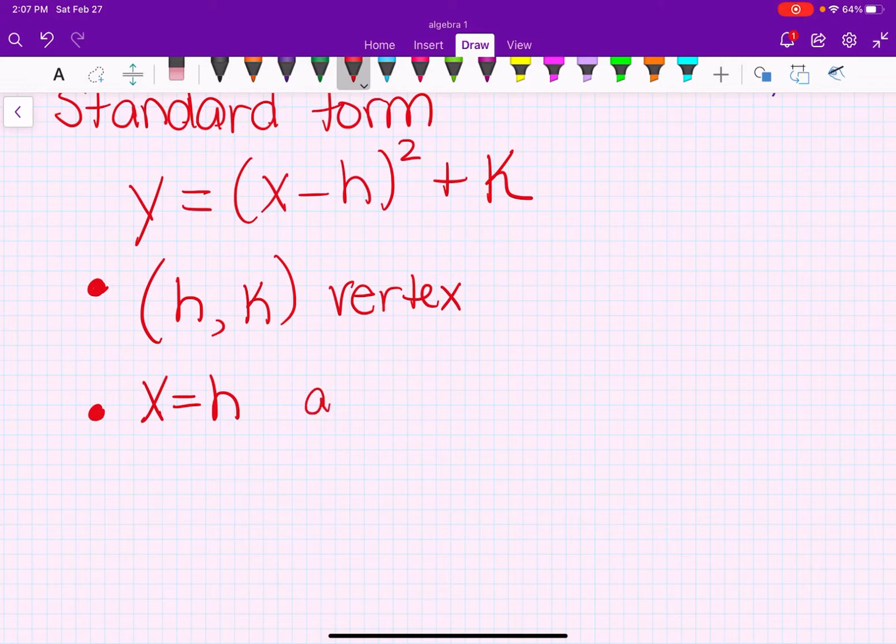Okay? And you have this on your paper. You should just be filling out the blanks. So hopefully you're listening and not just trying to fill out the blanks. You're trying to understand too.